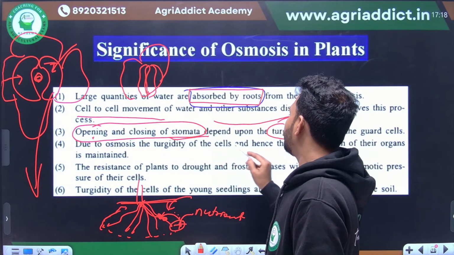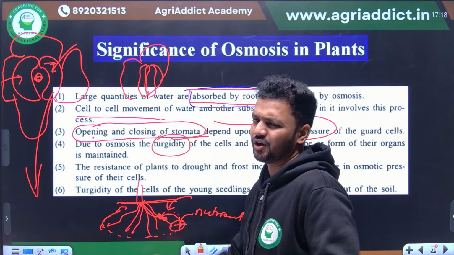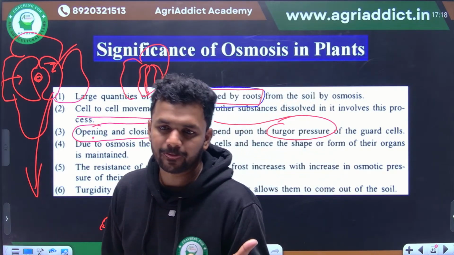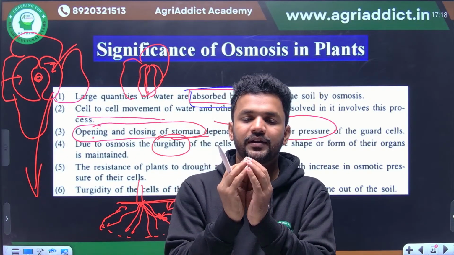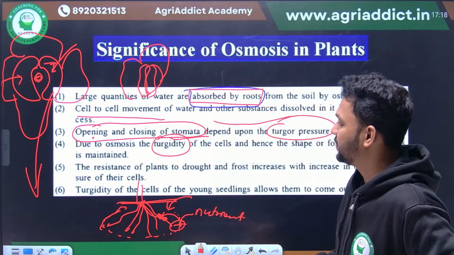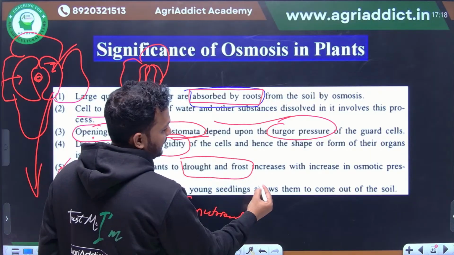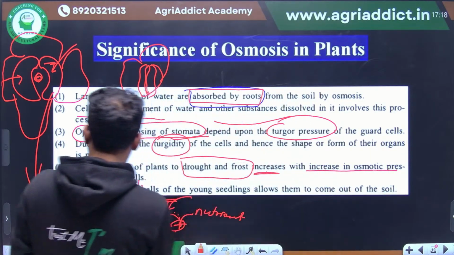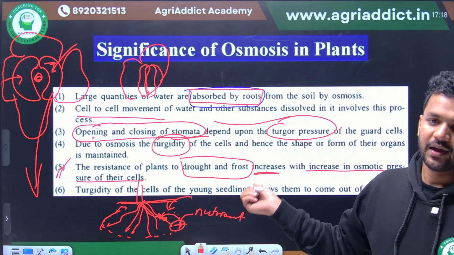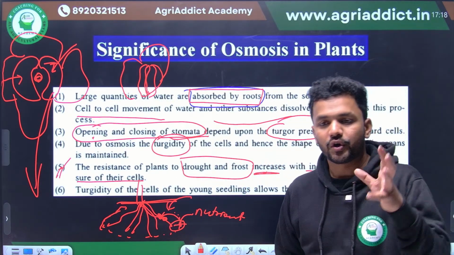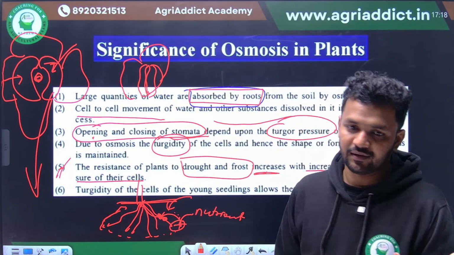Due to osmosis, the turgidity of the cell, and hence the shape of the plant organs, is maintained. Turgidity will maintain the shape of the organ also, because turgor pressure and wall pressure cancel each other and maintain the shape. It is also osmosis. It is an important point. The resistance of plants to drought and frost increases with the increase in osmotic pressure of their cells. What is the reason? These points want to convey that the resistance of plants to drought and frost increases with the increase in osmotic pressure of the cell.